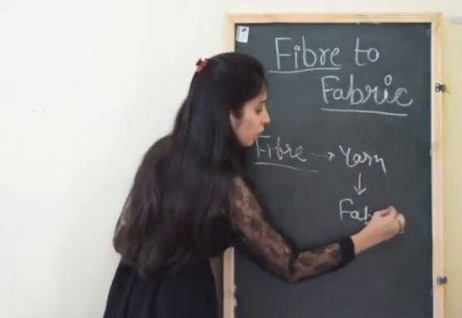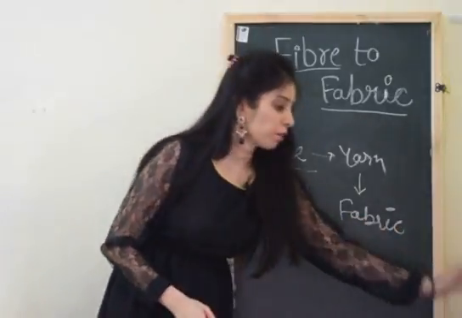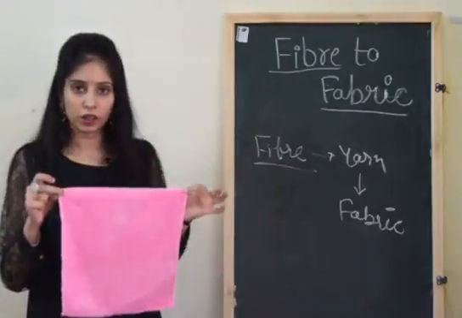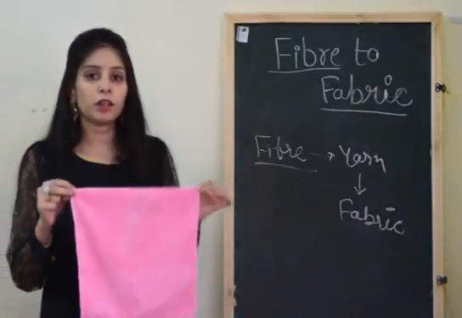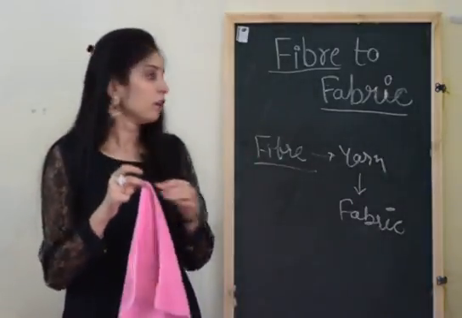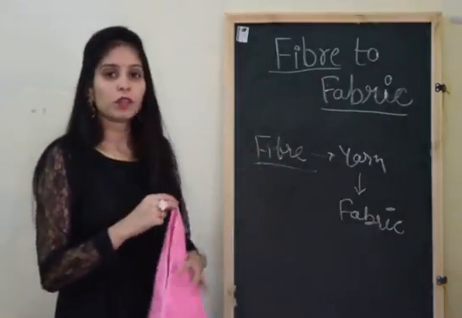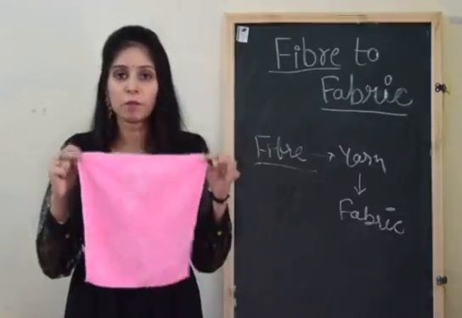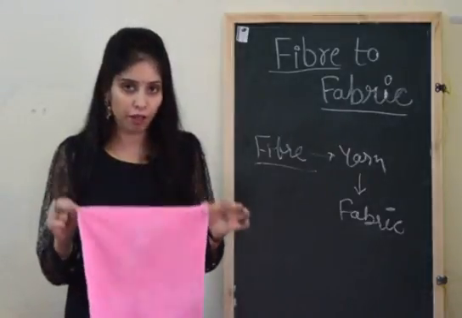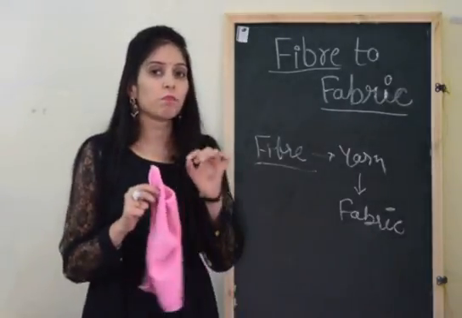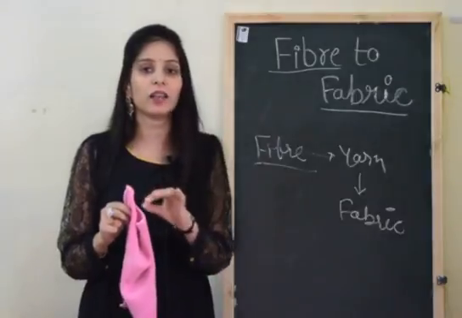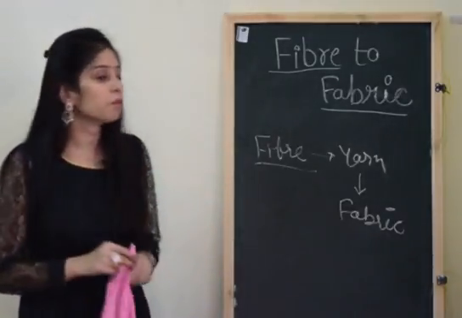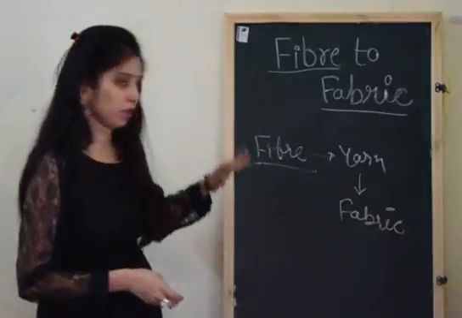For a particular cloth material, for example, this tablecloth, it is made up of different thin fibers. When they are arranged in the proper way, this will be called the fabric, and the smallest thread-like structure of the fabric will be called the fiber.